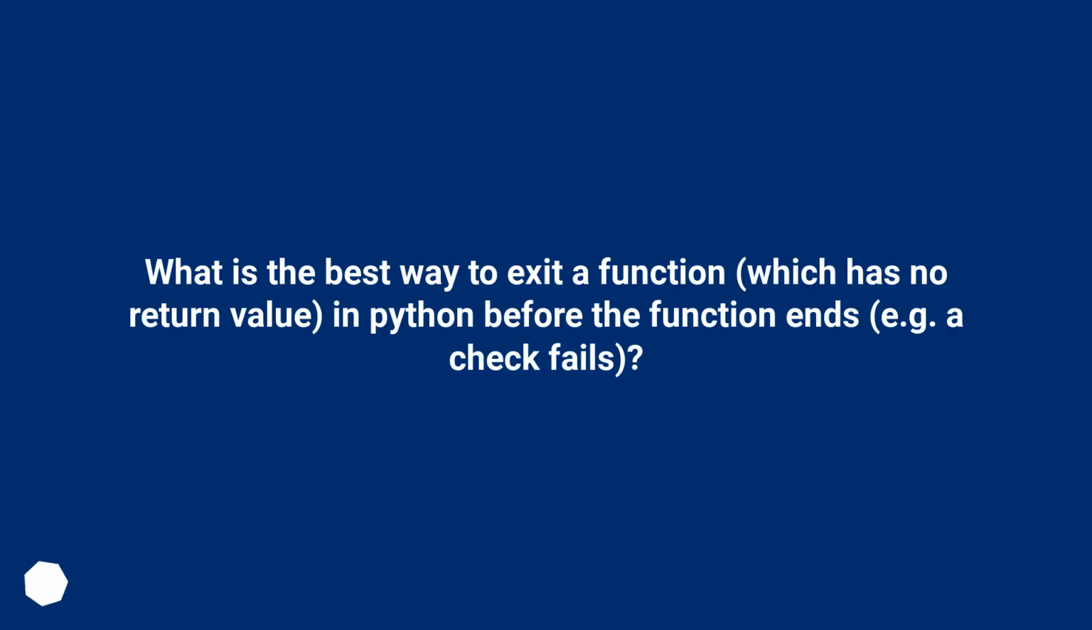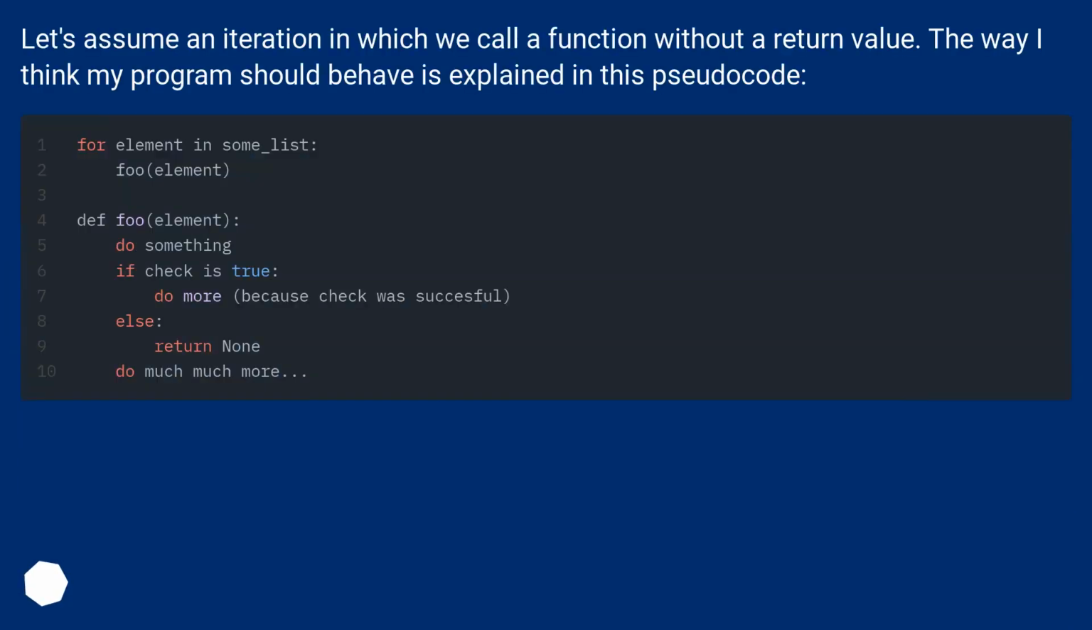What is the best way to exit a function which has no return value in Python before the function ends? For example, a check fails. Let's assume an iteration in which we call a function without a return value. The way I think my program should behave is explained in this pseudocode.